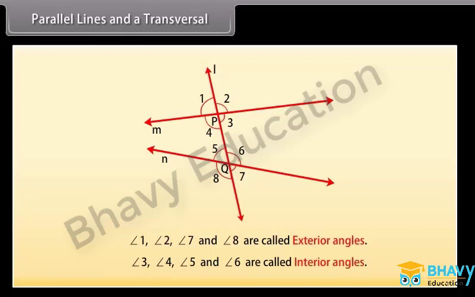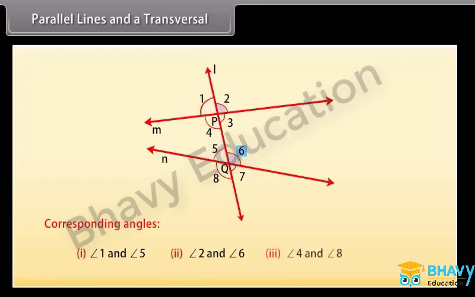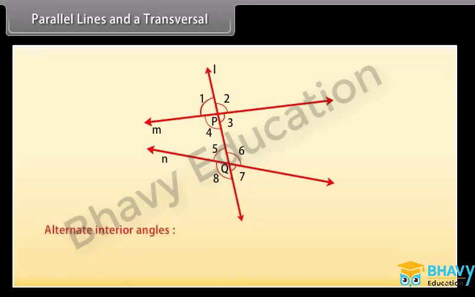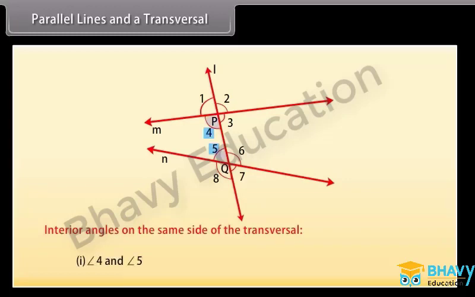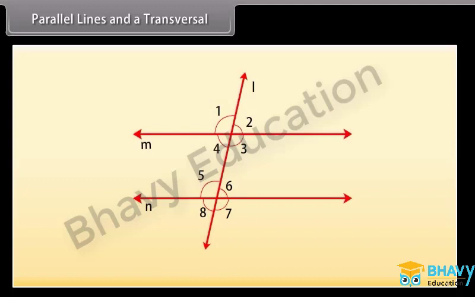We have also studied that when a transversal intersects two lines, we get some pairs of angles. Let's go through them one by one. First is corresponding angles. These are angle 1 and angle 5, angle 2 and angle 6, angle 4 and angle 8, angle 3 and angle 7. Second is alternate interior angles. Those are angle 4 and angle 6, angle 3 and angle 5. Then comes alternate exterior angles, and they are angle 1 and angle 7, angle 2 and angle 8. Next is interior angles on the same side of the transversal. These are angle 4 and angle 5, angle 3 and angle 6. Interior angles on the same side of the transversal are also referred to as consecutive interior angles or allied angles or co-interior angles. Now let us find out the relation between the angles in these pairs when line M is parallel to line N.